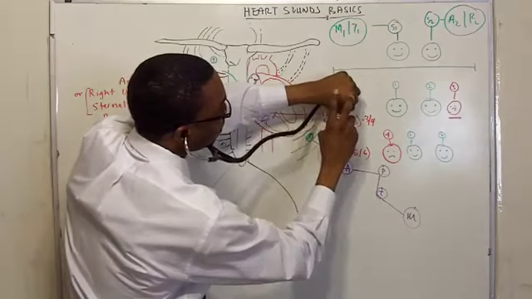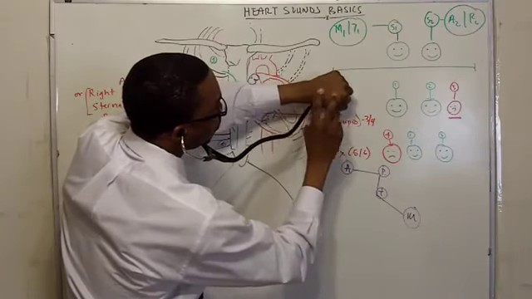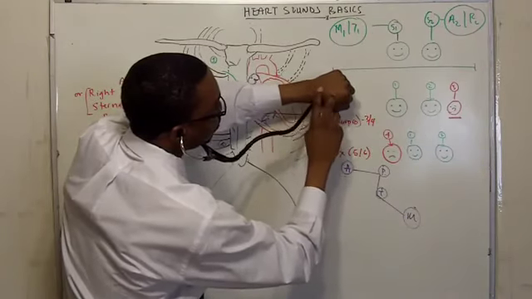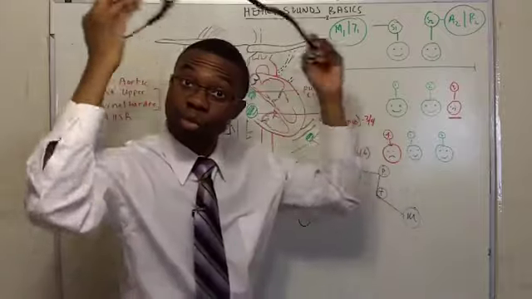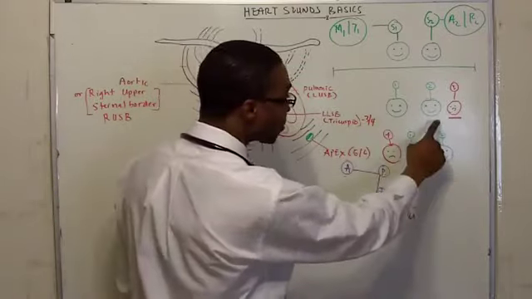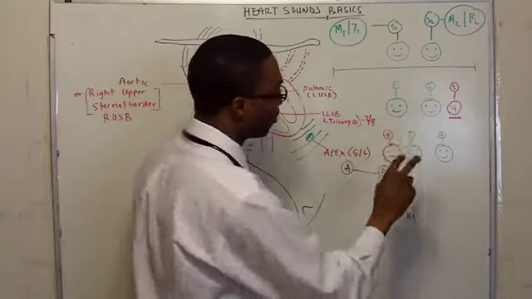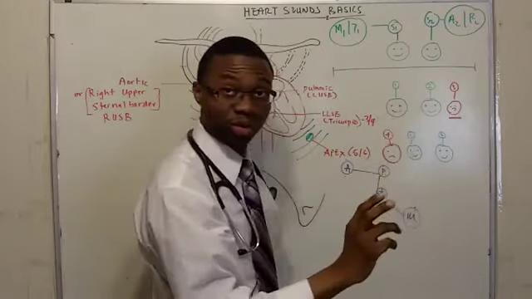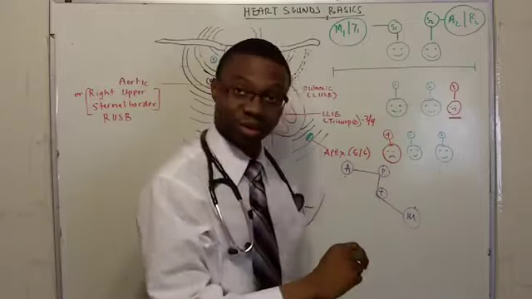1, 2, 3. 1, 2, 3. Let's do that on the board. Look at this nice smiling face. That's our S1. The second smiling face, S2. Check this out. 1, 2. That's normal.